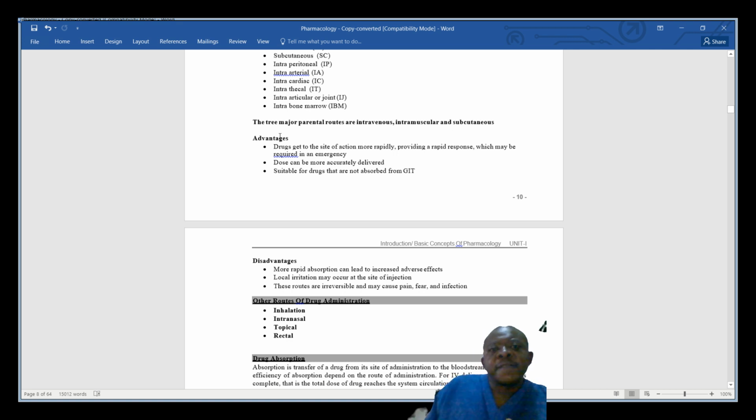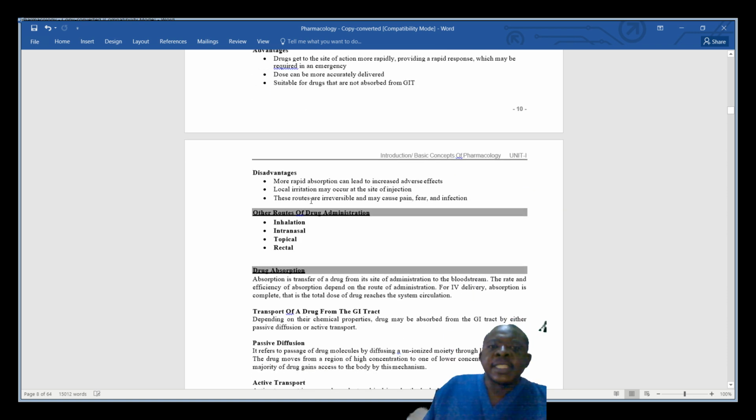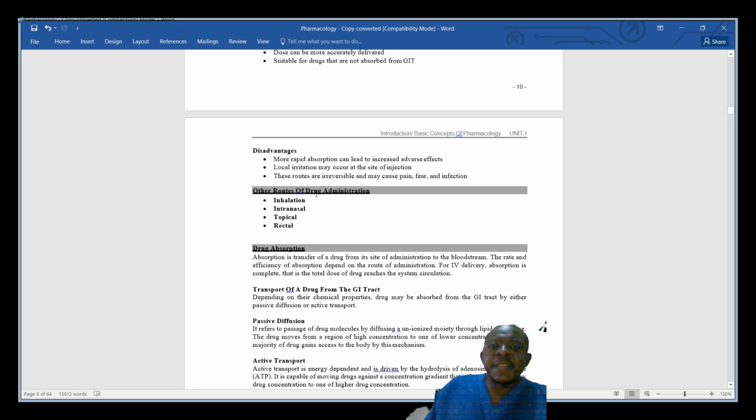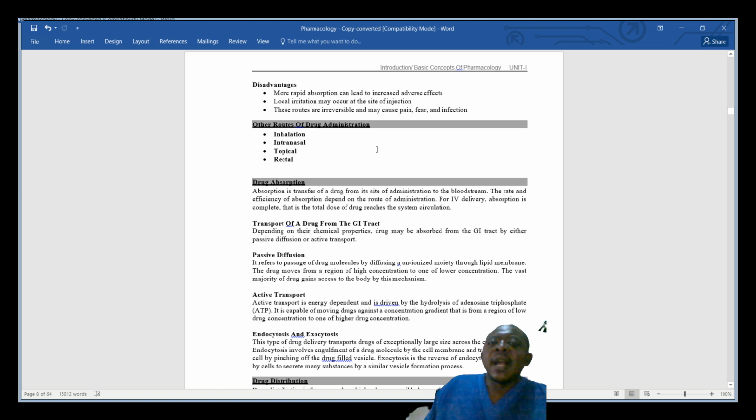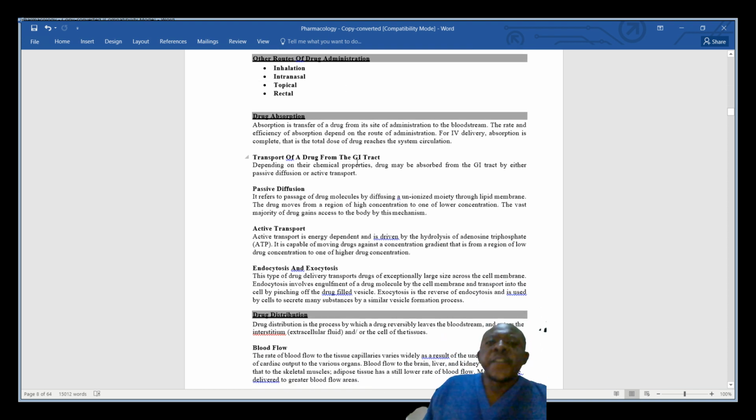We have discussed the advantages of parenteral drug administration, of which they are the best in emergency. The disadvantage is adverse reactions that can be seen, which may be difficult to reverse. Then other routes of drug administration can be through inhalation, intranasal, topical, rectal. Then we have expanded our branches of pharmacology, which is pharmacokinetics, by looking at absorption, distribution, metabolism, and elimination.